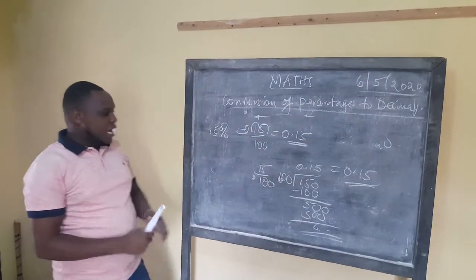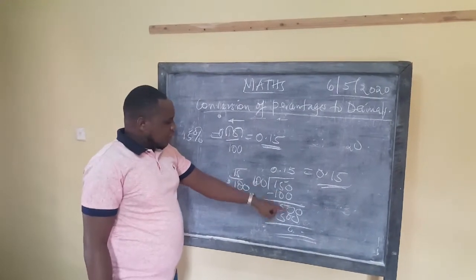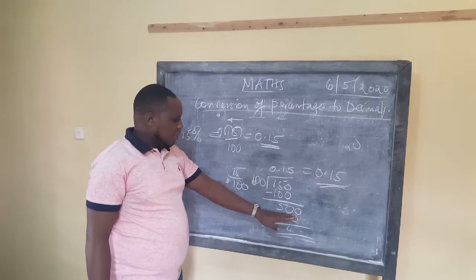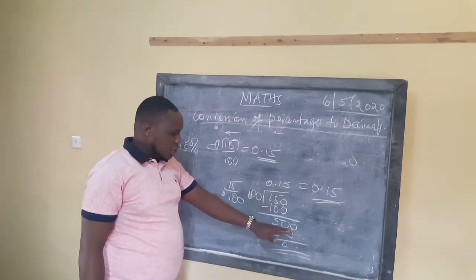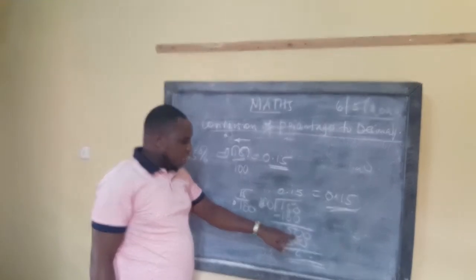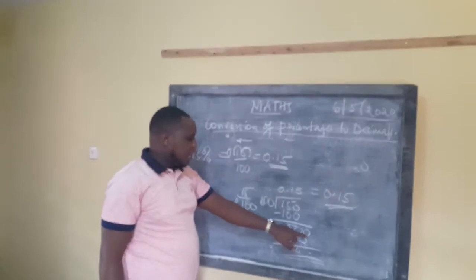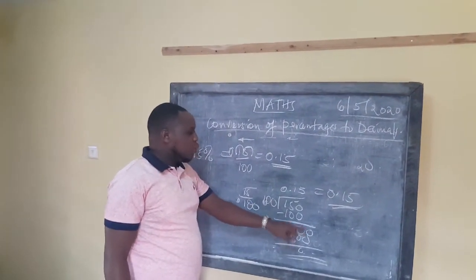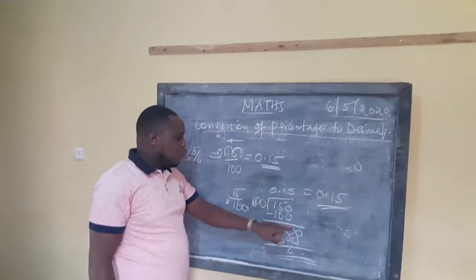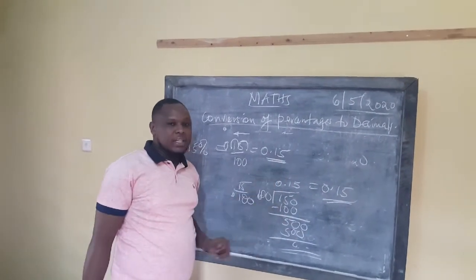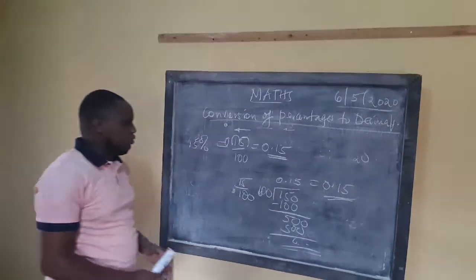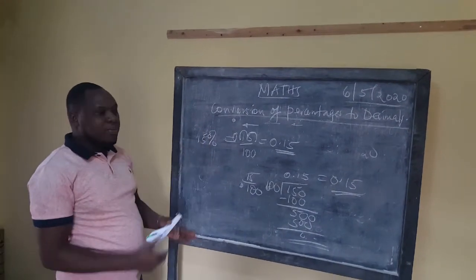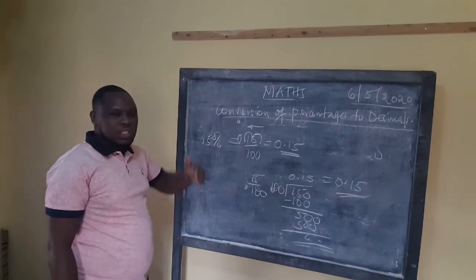0.15. In case, after subtraction, you get 50, when you add a 0 here and you realize that this number is still bigger than this, you add a 0 above before you add another 0 here, and it will definitely divide what you are supposed to divide. So learners, that's how we can convert a percentage into a decimal.